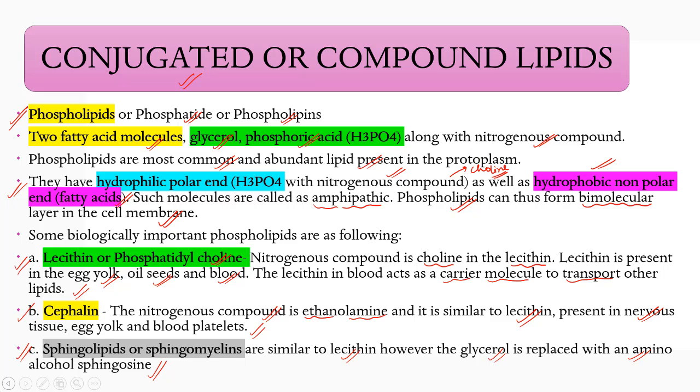Lecithin is present in blood and it acts as a carrier to transport the other lipids. The nitrogenous compound is choline in lecithin. In cephalin, the nitrogenous compound is ethanolamine. And in sphingolipids, glycerol is absent and it is replaced by an amino alcohol, sphingosine.